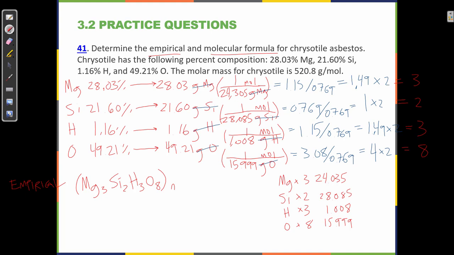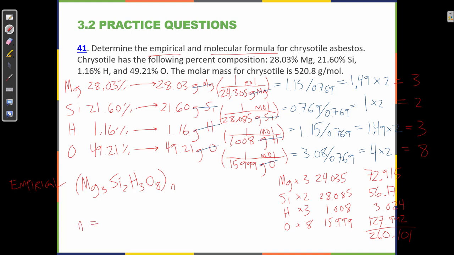24.305 times 3 is 72.915. 28.085 times 2 is 56.17. 1.008 times 3 is 3.024. 8 times 15.999 is 127.992. All right, let's add all these up. 127.992 plus 3.024, plus 56.17, plus 72.915 equals 260.101.